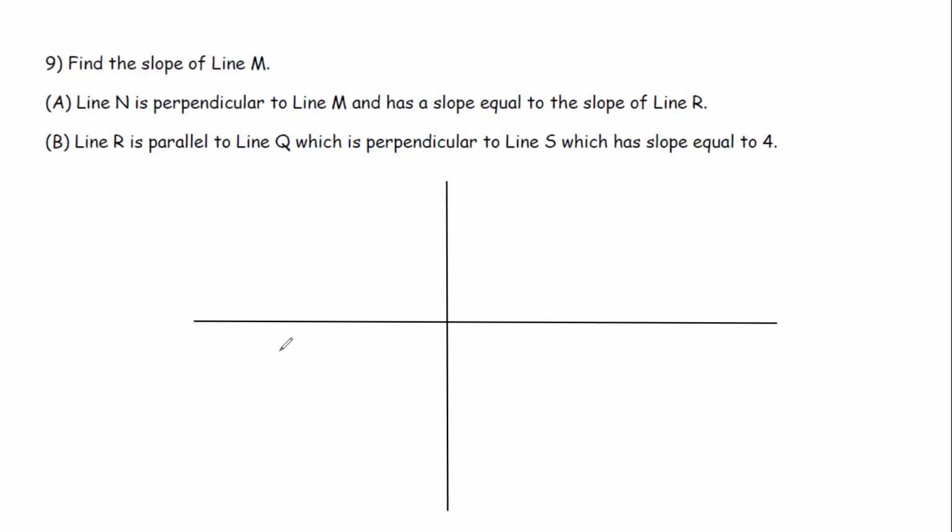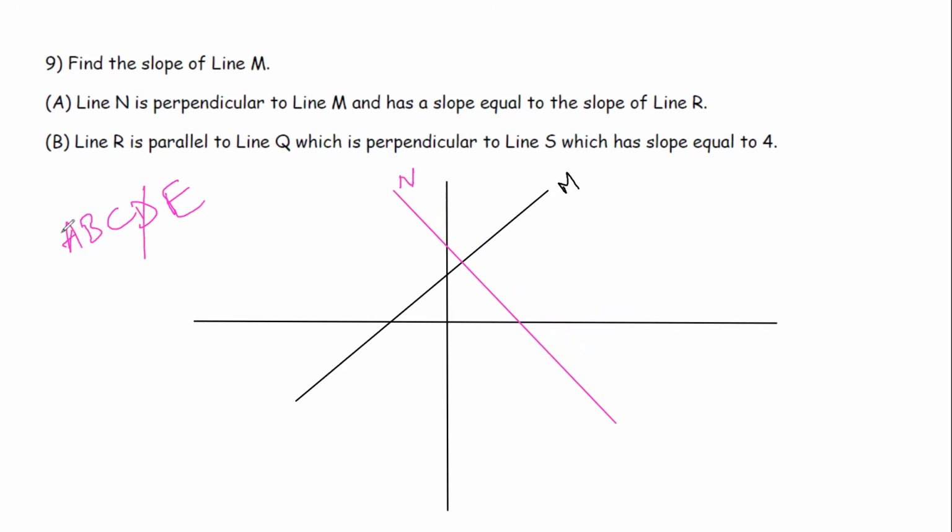So let's say this is line M. So line N is perpendicular to it. So let's say this is line N. Perpendicular to line M. So does it tell us anything about the slope of M? Nothing, right? So statement A doesn't answer. So D is out. It's either B, C, or E.